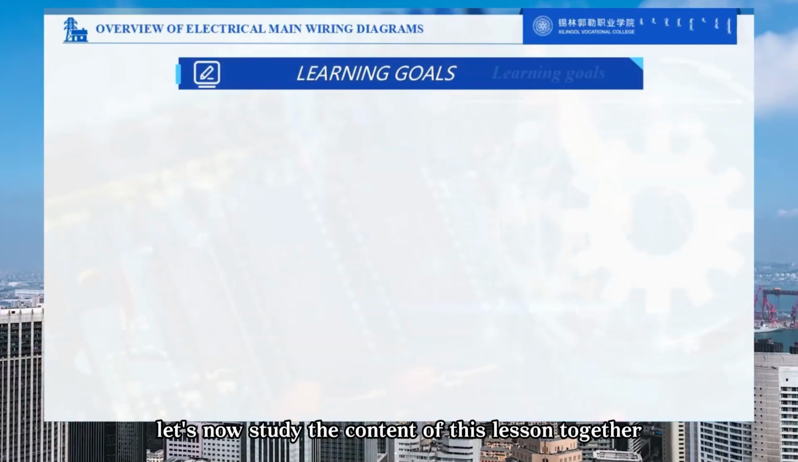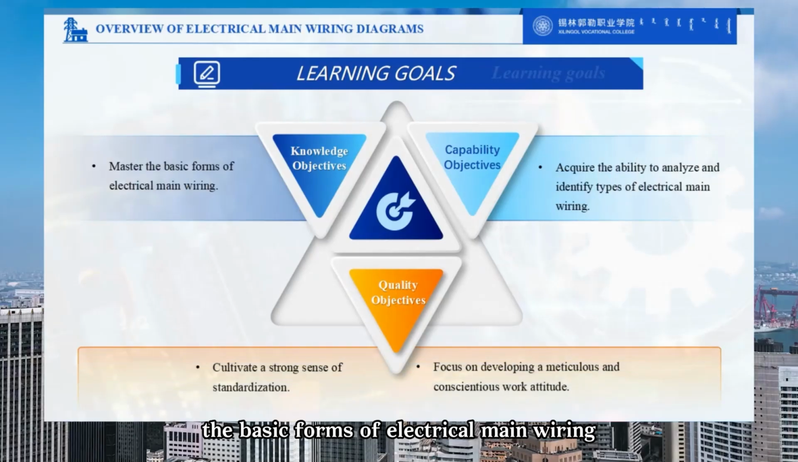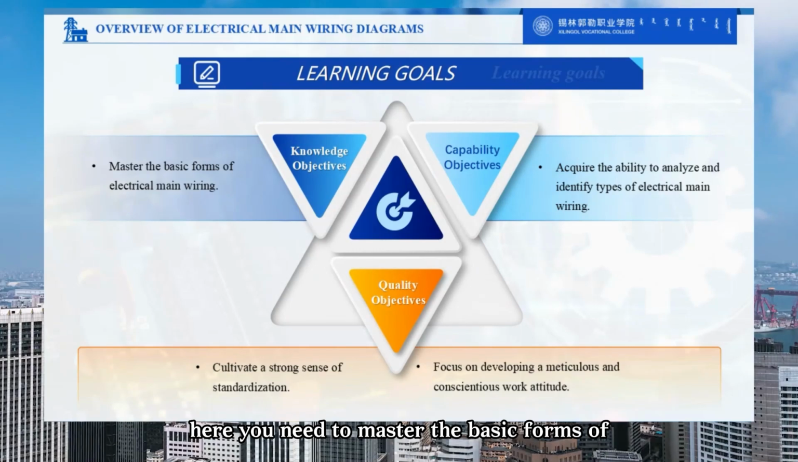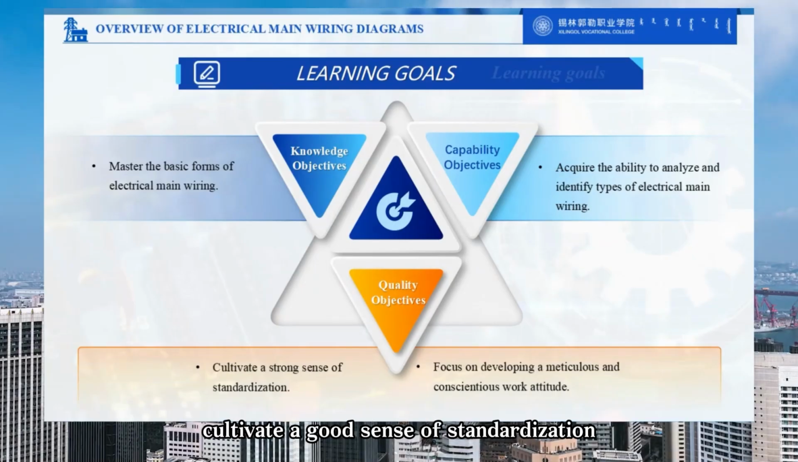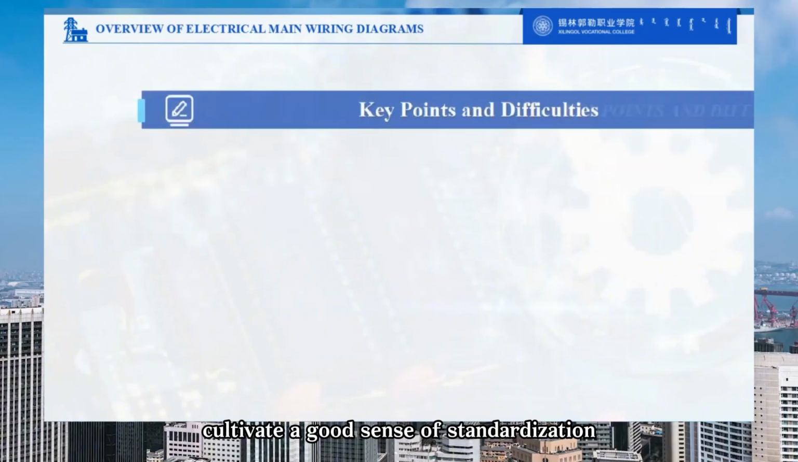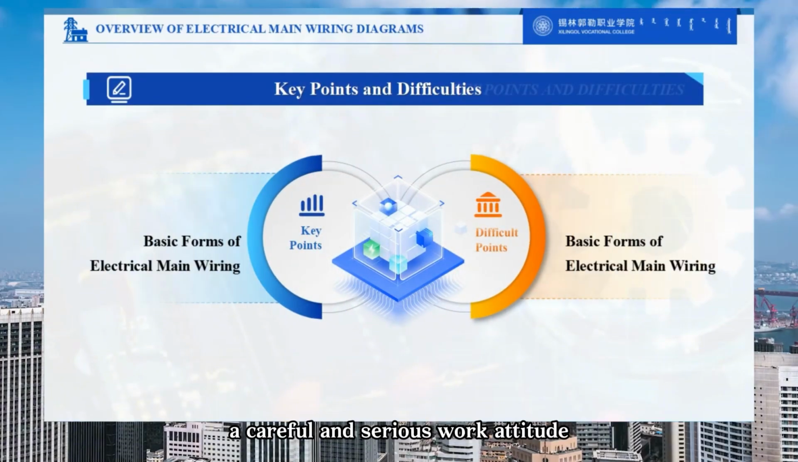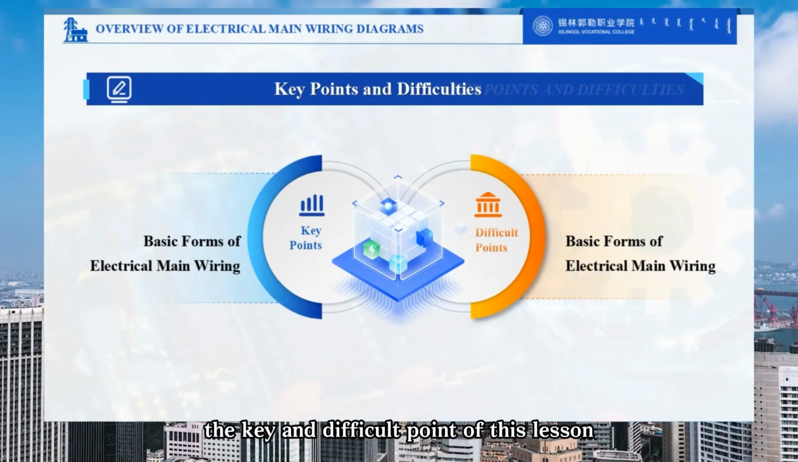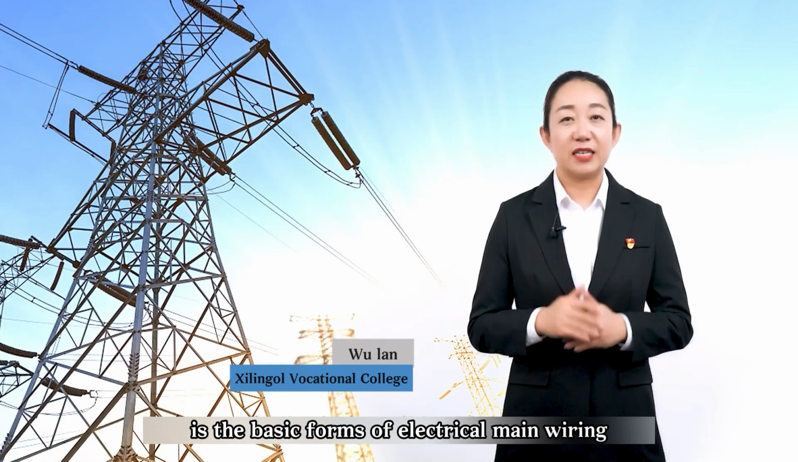Let's now study the content of this lesson together. The basic forms of electrical main wiring. Here, you need to master the basic forms of electrical main wiring through learning. I hope everyone can analyze and determine the types of electrical main wiring. Cultivate a good sense of standardization and pay attention to developing a careful and serious work attitude. The key and difficult point of this lesson is the basic forms of electrical main wiring first.